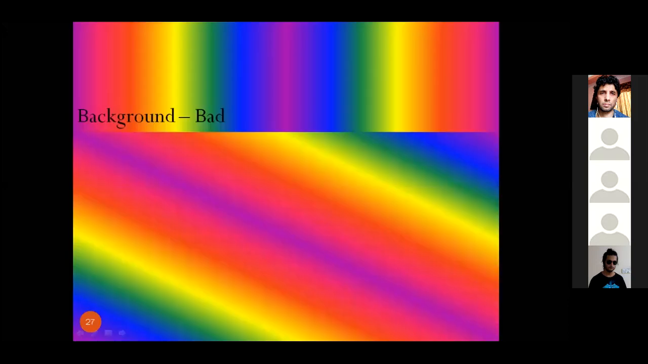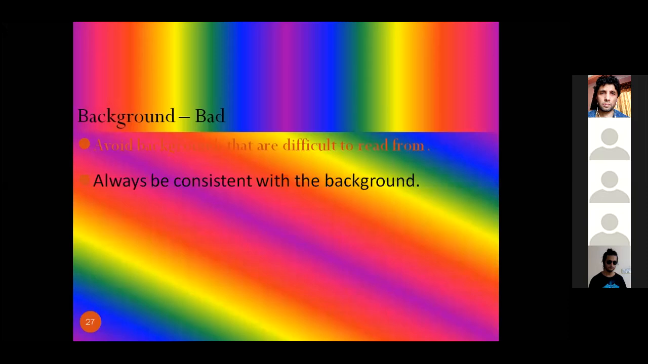This is an example of a bad background color. See, the contrast is not there. It's hard to read the letters, and you have to be always consistent with the background.